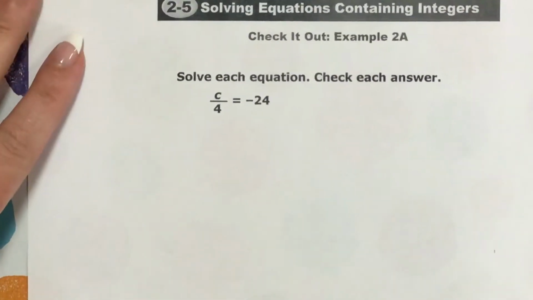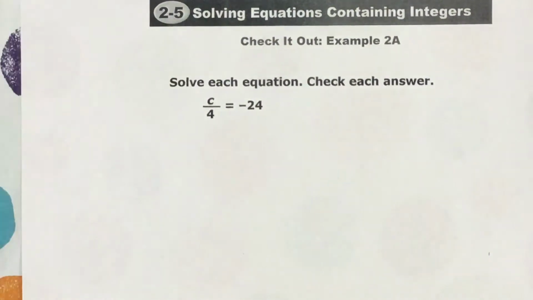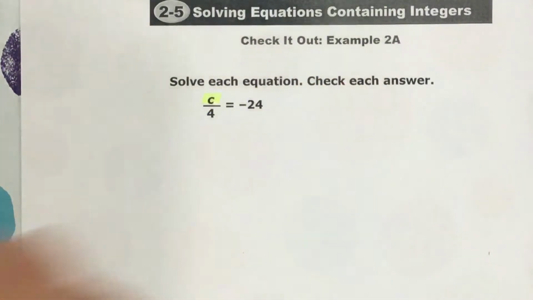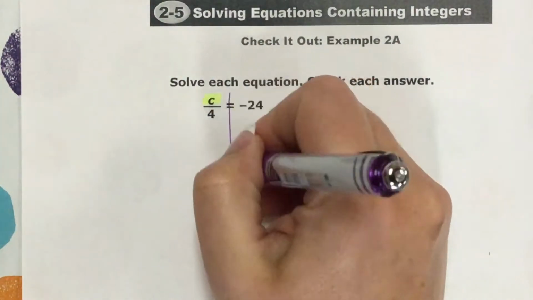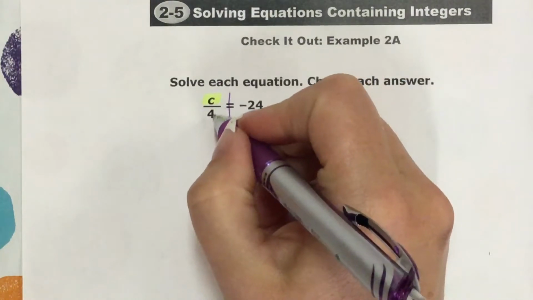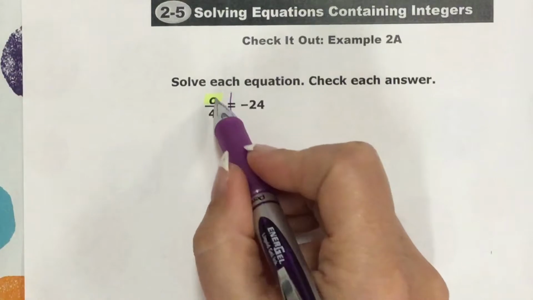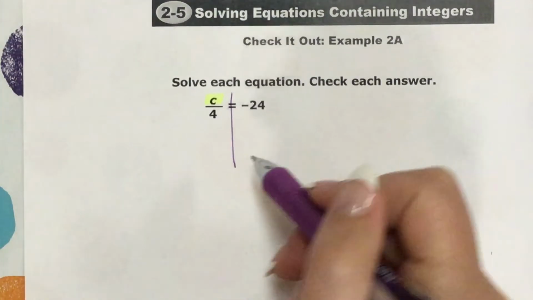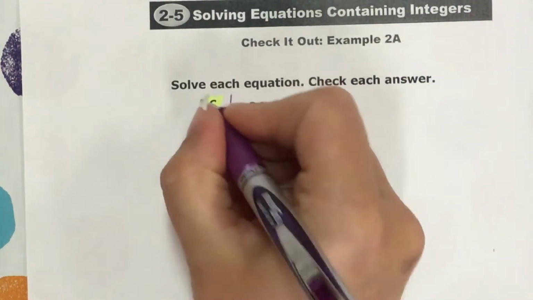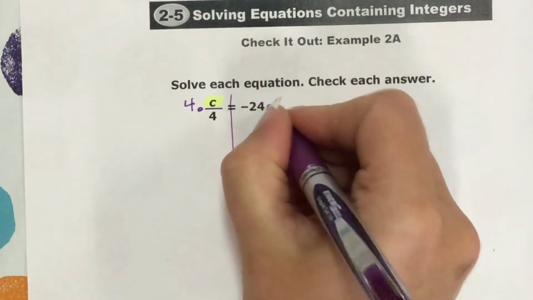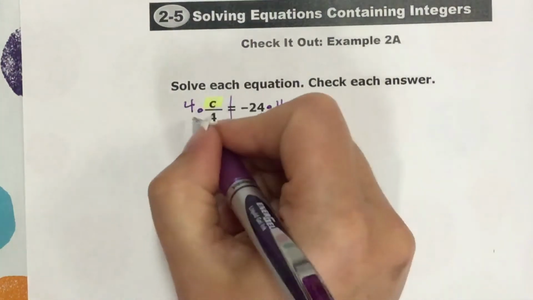All right, we are back. Let's go ahead and figure out this problem. So we are trying to figure out what C equals. Is C by itself on this side of the equation? No, it's not. There is a 4 here. How is 4 related to C? It's related through division, so we have to do the inverse operation, which is multiplication. So we're going to multiply both sides by 4.